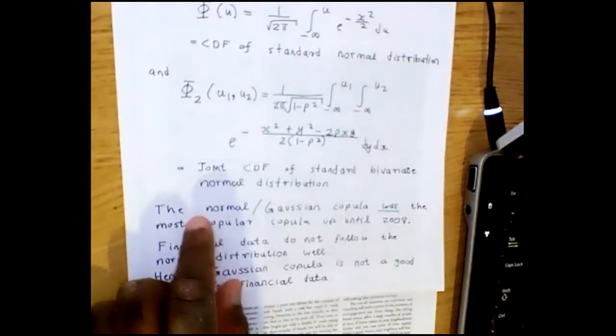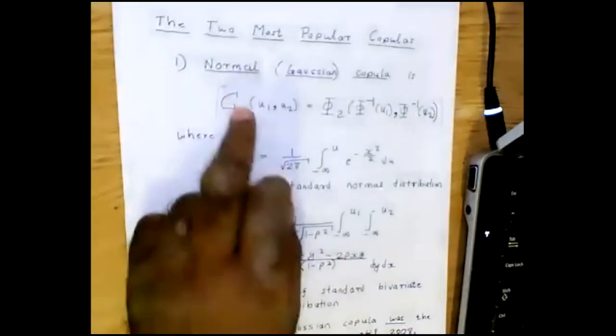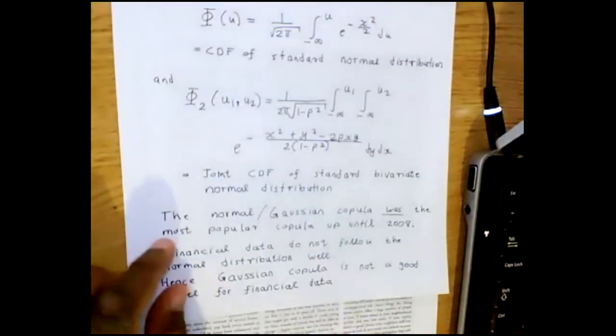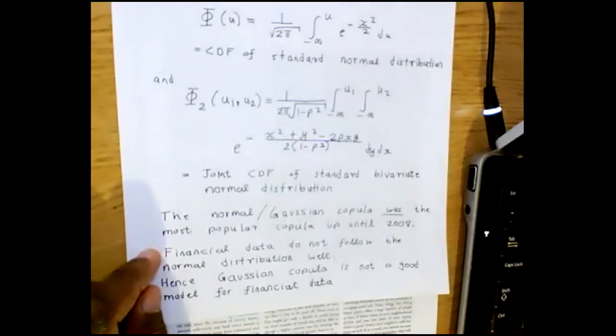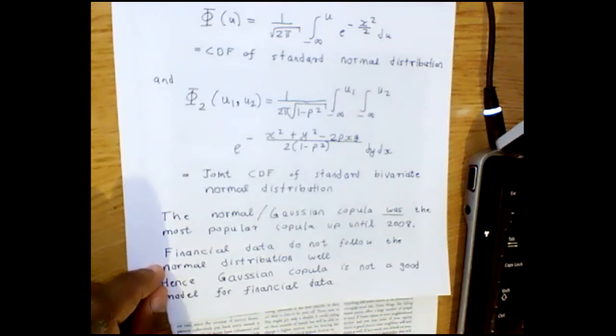Okay, now this copula here, the one I mentioned over here, has been the most popular copula up until 2008. The reason for that is because you may recall, I think I mentioned this before in this course, that in 2008 or 2009 there was a big financial crisis, right? And a lot of people lost a lot of money across the world, basically, right? And one of the reasons that they lost the money is because the people in Wall Street, for example.